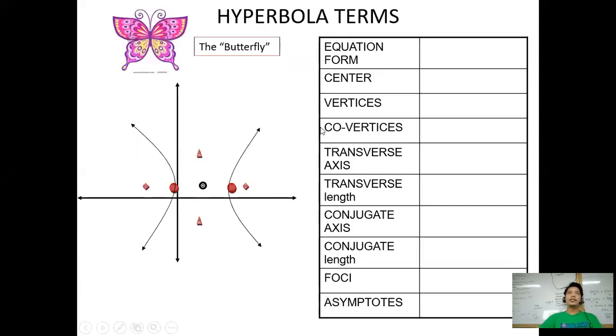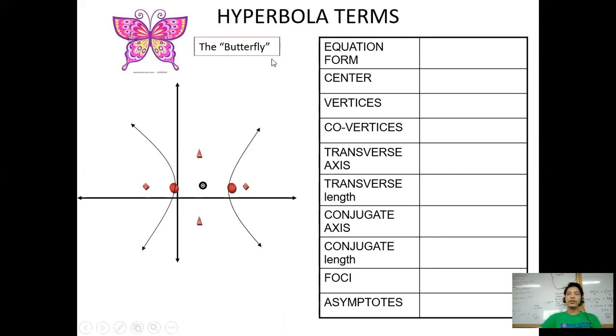So para makita natin yung iba pang terminologies ng hyperbolas, gamitin natin yung butterfly. Kapag po ang opening ng ating hyperbola ay going to the x-axis, ang itsura po ng ating graph ay para siyang paru-paro. Ang tawag sa kanya is the butterfly. Okay, so ano yung magiging equation para ganito yung magiging graph natin?